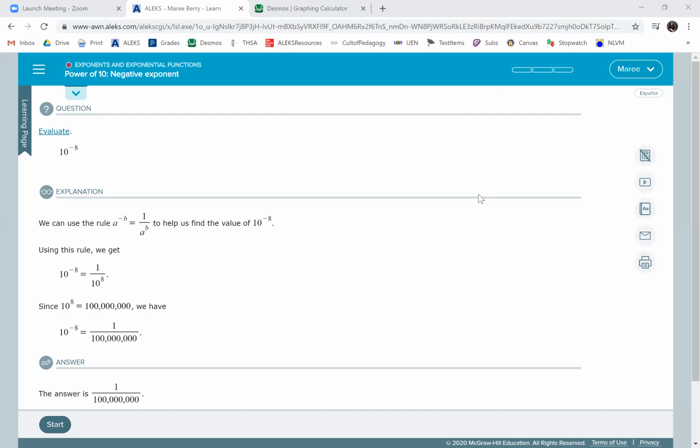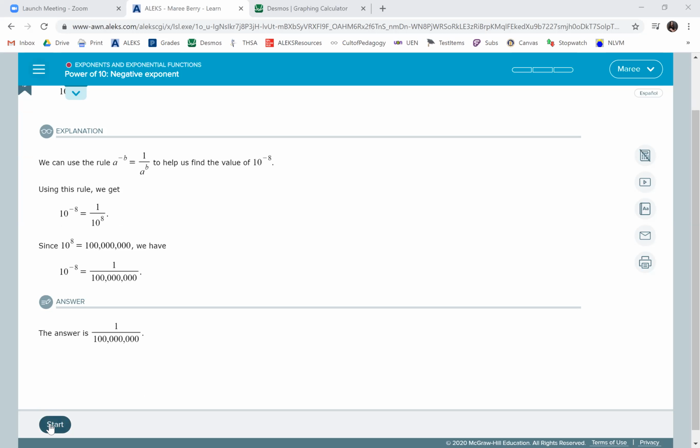So we're going to talk about negative exponents with the power of 10. That just means that the base is 10 and you have a negative exponent. So when you have a negative exponent, you want to put it in the denominator, make it positive, and then write it out. And in this case, since the exponent was 8, you're going to write 1 with 8 zeros.